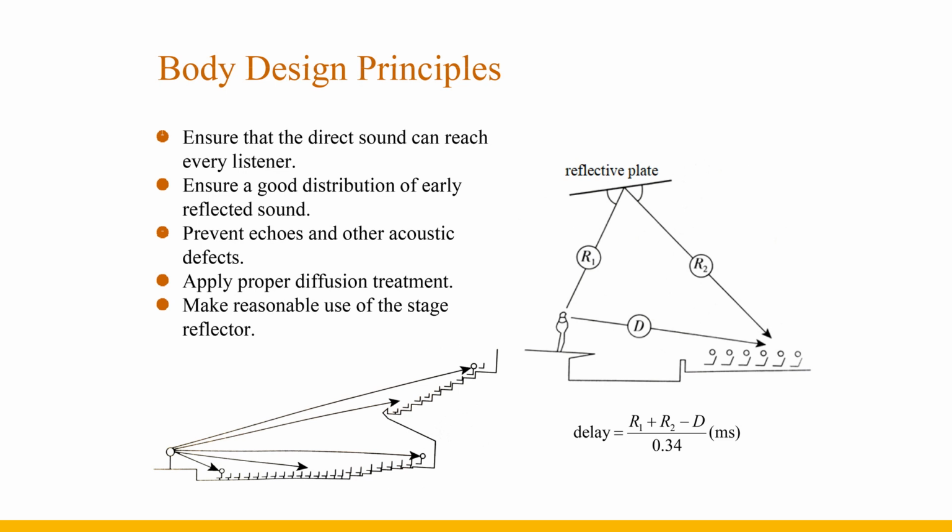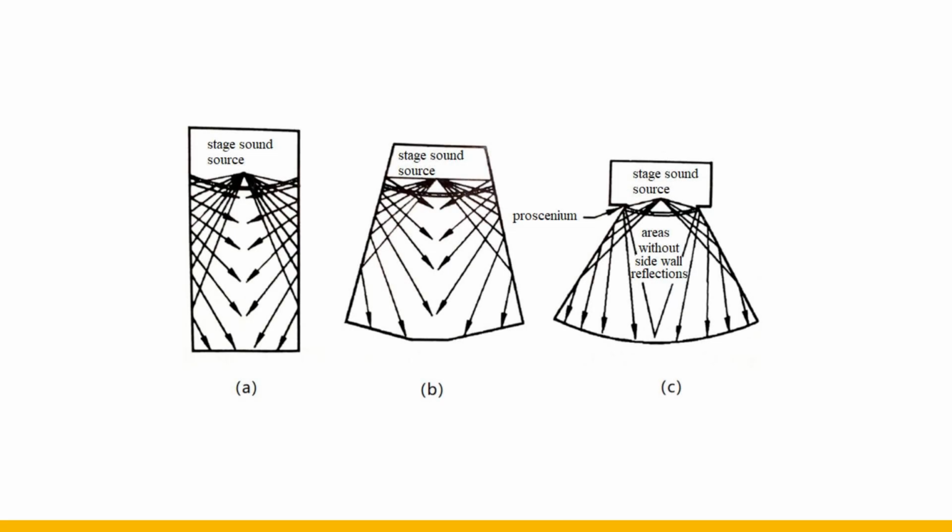Small-scale halls generally do not need special treatment for body shape, and the delay of the first reflected sound at most receiving points can be controlled within 50 milliseconds, while large-scale halls need to meet this requirement through body shape design. Let's first look at the design of the plane shape.